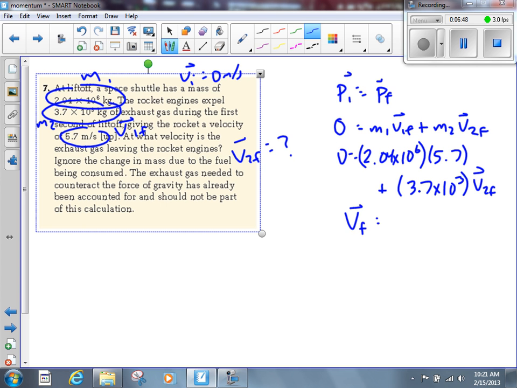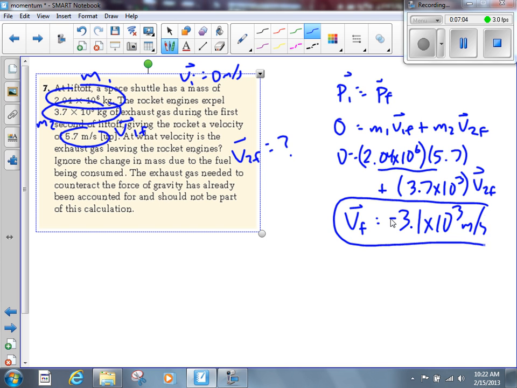What do we end up getting when we do the math on that one? Negative something, right? Because this goes over to the other side by subtracting. Anybody have that? Negative 3.1 times 10 to the 3 meters per second. Anybody else get that? Make sense? Get that? Good.